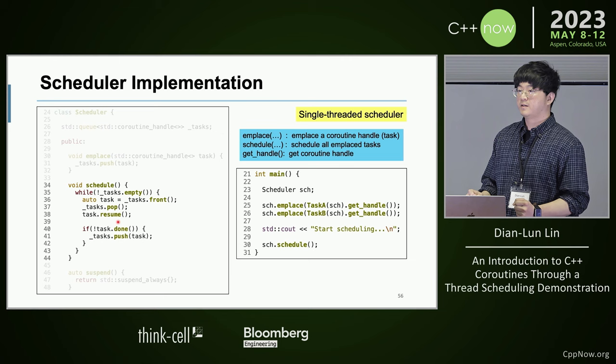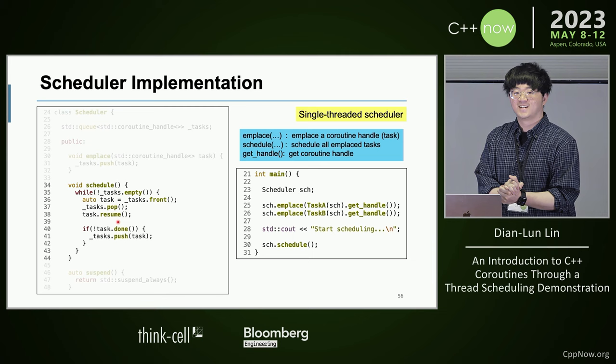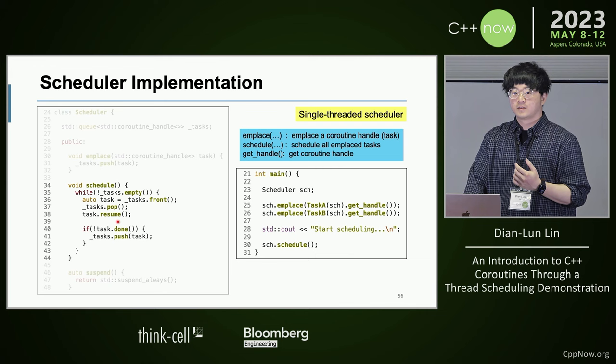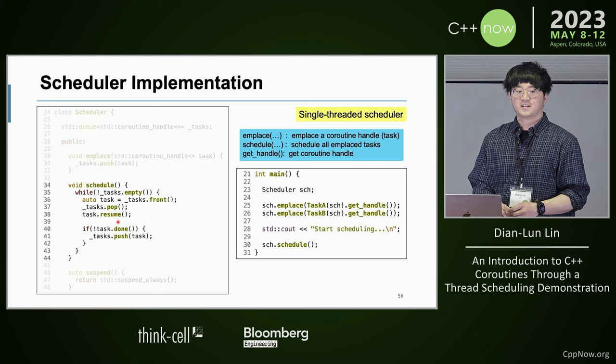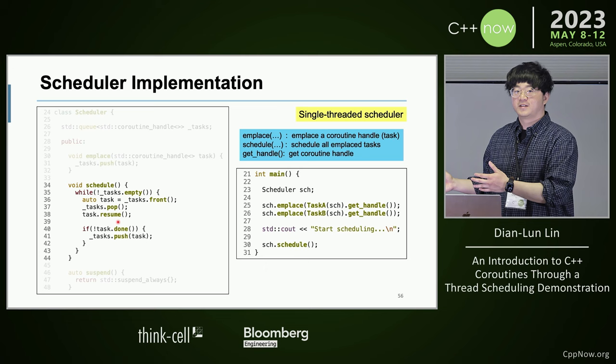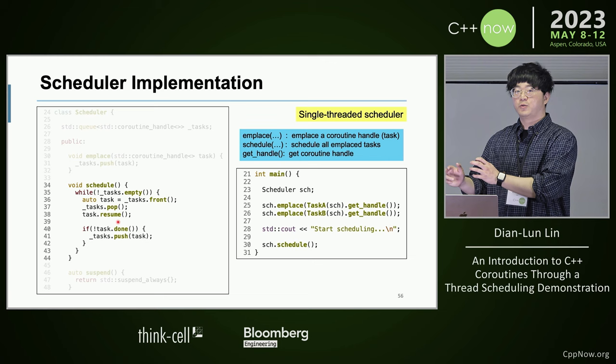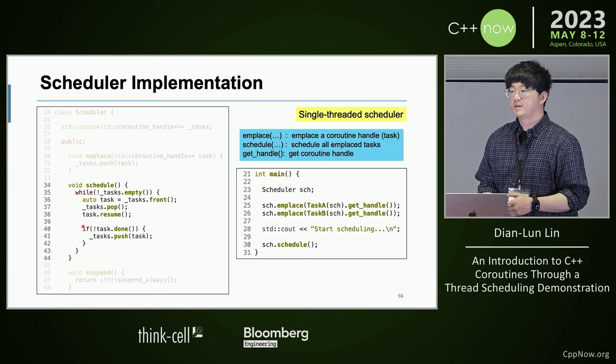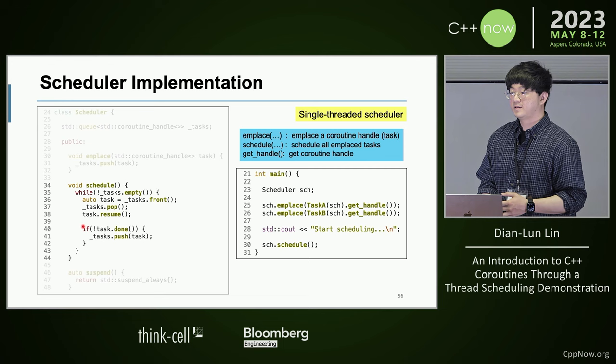Question. If it is done, you need to destroy it? If it's done, it destroys itself. In this case, you reach final suspend, which returns suspend always. Will done still return false? No, after you execute the final suspend, done will be true. But we're saying done will be false when you hit that final suspend. It won't be true until afterwards, right?